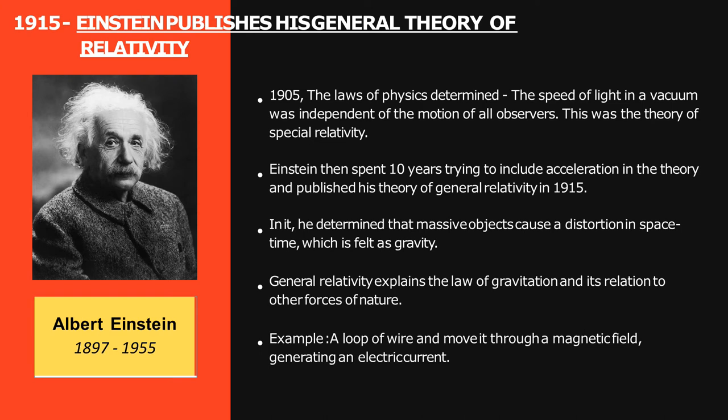General relativity explains the law of gravitation and its relation to other forces of nature. As an example, if you take a loop of wire and move it through a magnetic field, you generate an electric current. The charged particles in the wire are affected by the changing magnetic field, which forces some of them to move and creates the current.